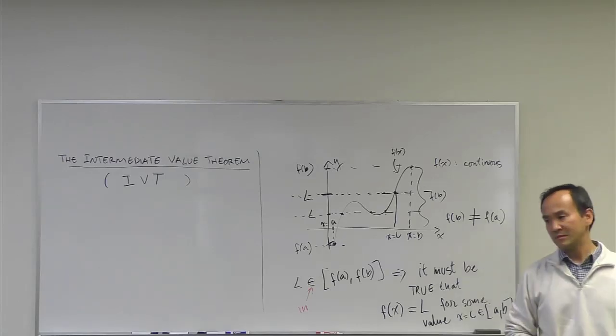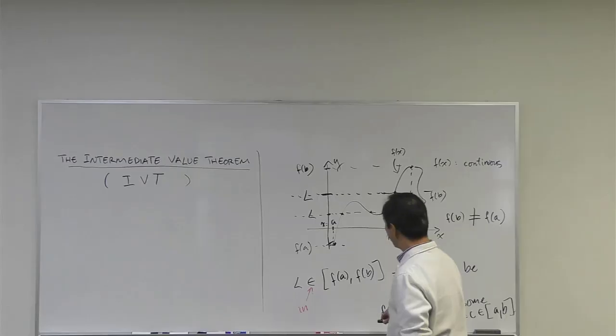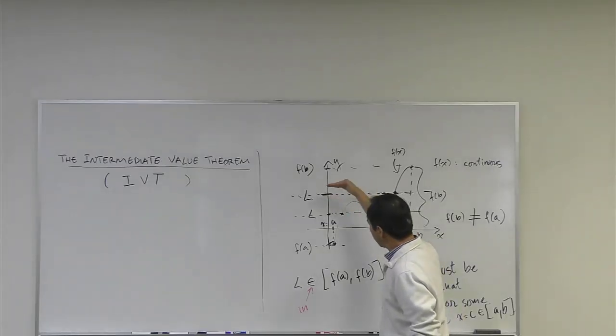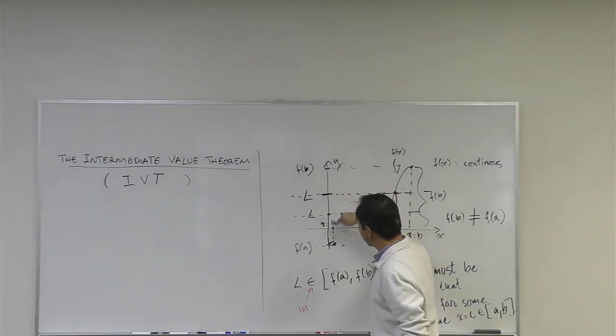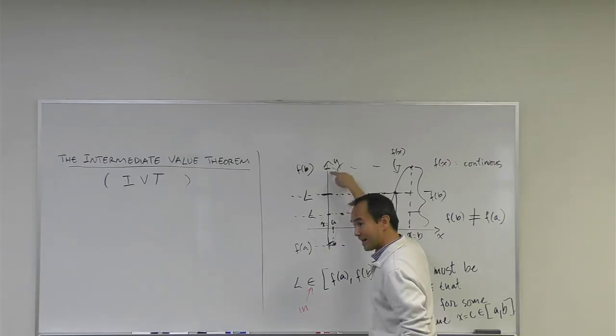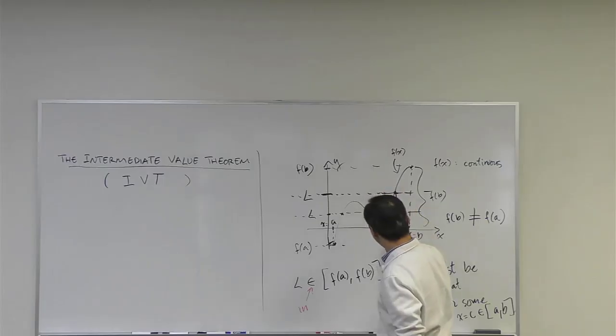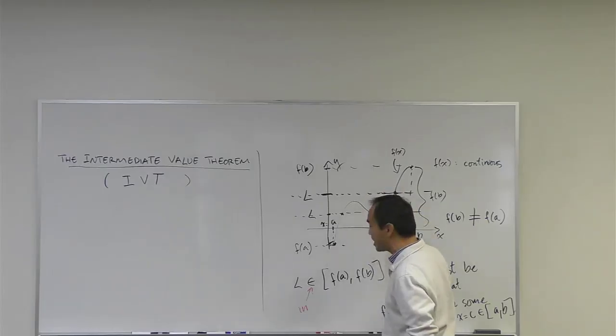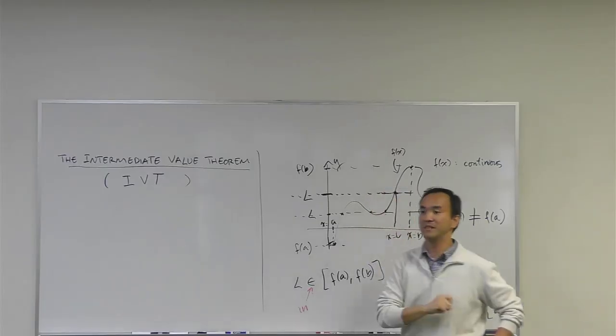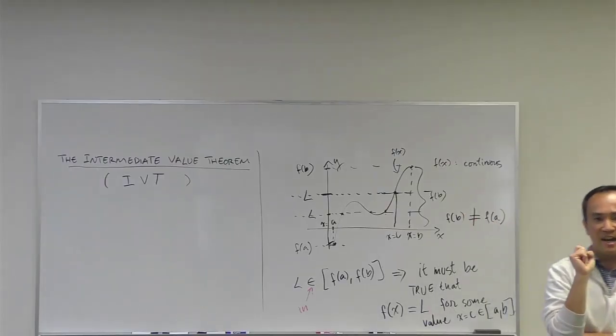In other words, graphically speaking, that horizontal line L, located anywhere inside of that vertical interval, has to cross the graph at some value in between A and B. The A and B is the interval on the x-axis.